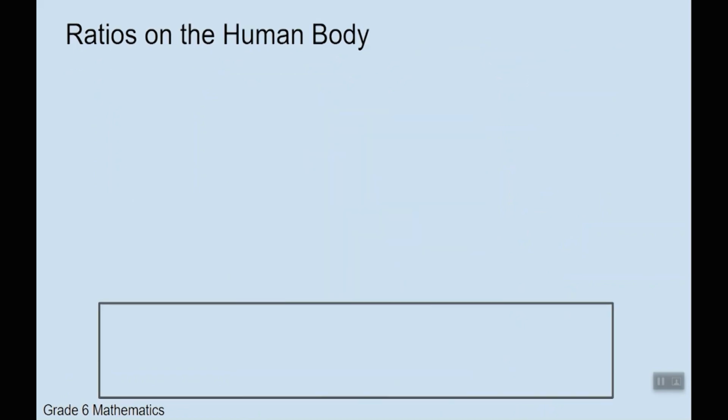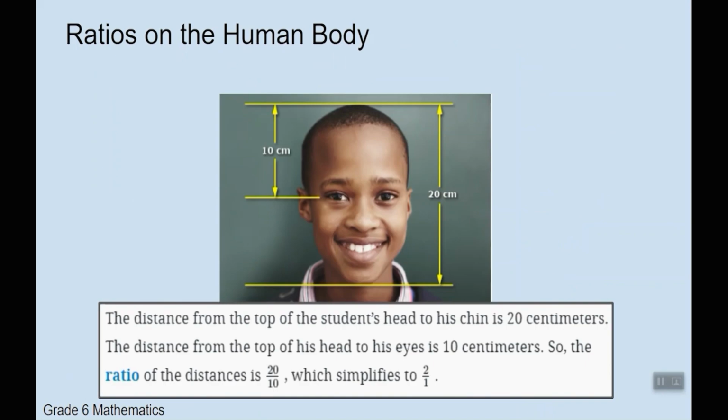You may have noticed that your eyes are about halfway between the top of your head and your chin. What other relationships exist in your body? And how closely do you resemble the Vitruvian Man? The distance from the top of this student's head to his chin is 20 centimeters. The distance from the top of his head to his eyes is 10 centimeters. So, the ratio of the distances is 20 to 10, which simplifies to 2/1.